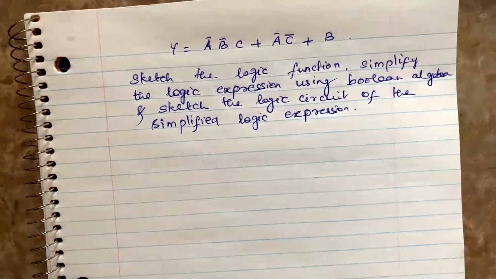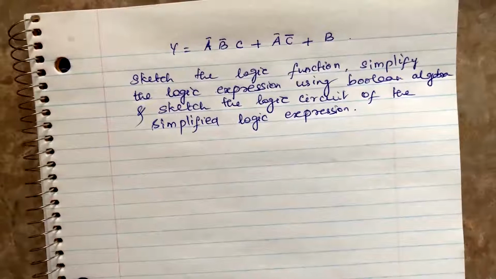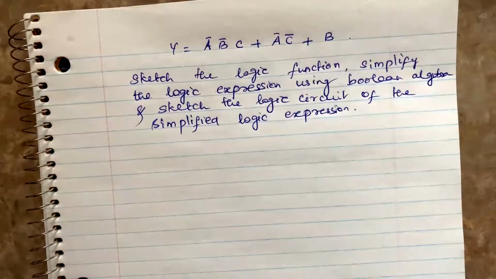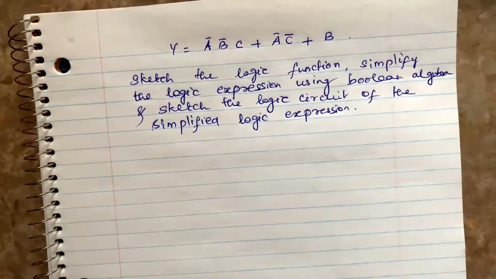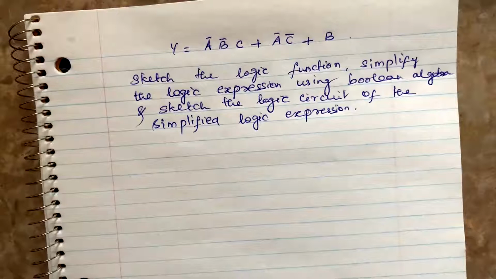First is to draw the circuit. Then using Boolean algebra rules, we are going to reduce or simplify. Then we are going to draw the logic function for the reduced logic expression. Hope you're all doing it.